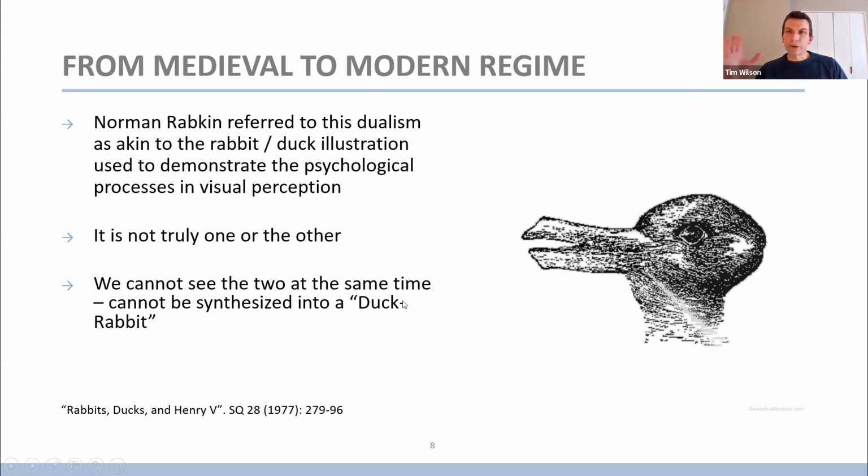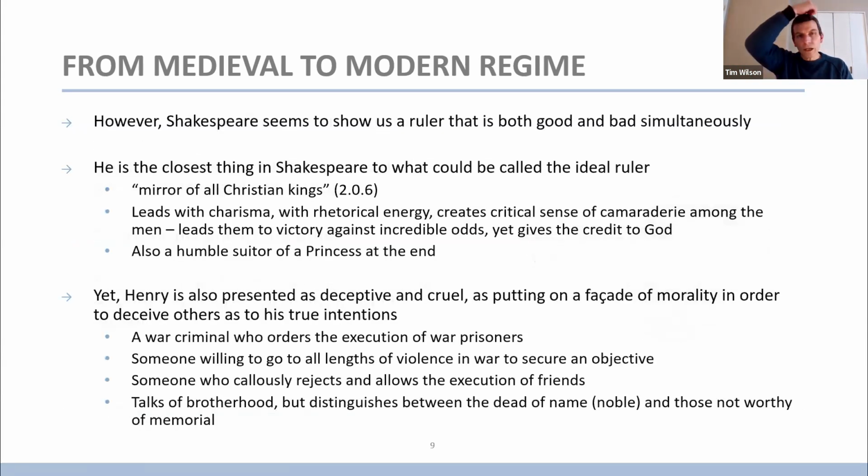But you can't see both of those images at once. You see one or the other. We can't see the two at the same time. They cannot be synthesized into a duck-rabbit, says Norman Rabkin. However, Shakespeare seems to show us a ruler that is both good and bad simultaneously. So rather than try to choose duck or rabbit, my claim is let's try to see both at once if we can.